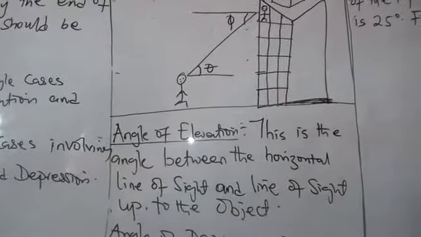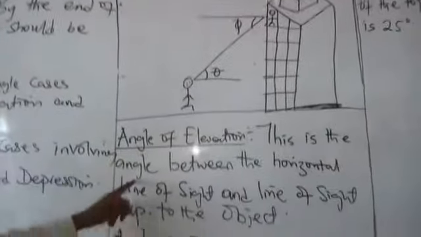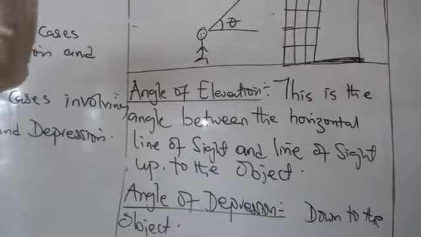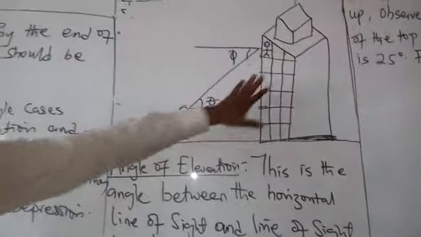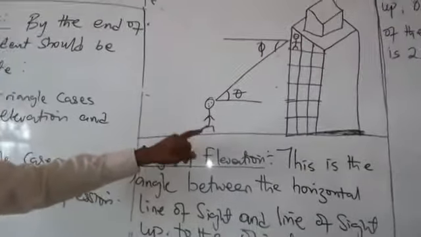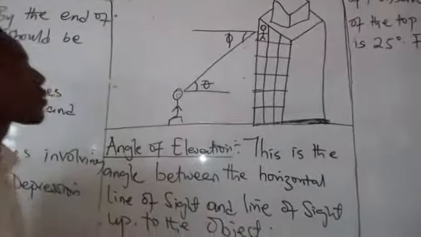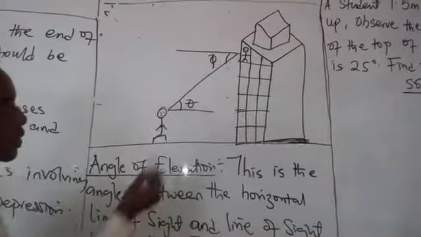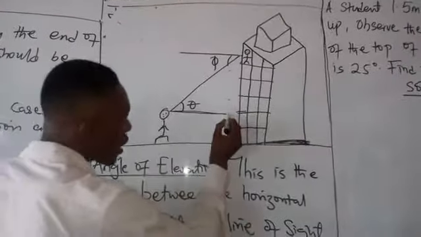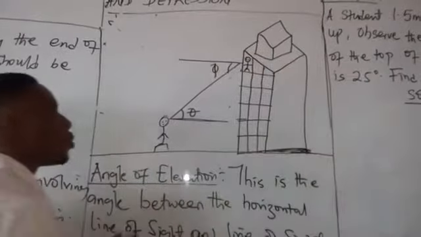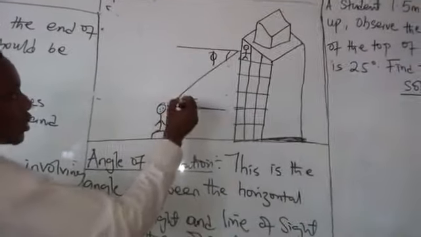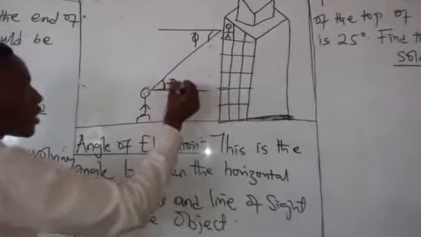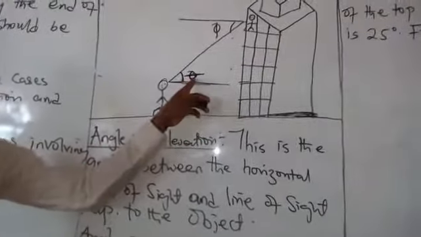By definition, the angle of elevation is the angle between the horizontal line of sight and the line of sight of the object. For example, if you take a look at this, someone who is down is looking at someone up the building. So this person is looking at this person with this angle. This is his horizontal line of sight. This is the angle at which he's looking at the person up the building. So the angle between the horizontal line of sight and that of the object is called the angle of elevation. So that is why it is theta.